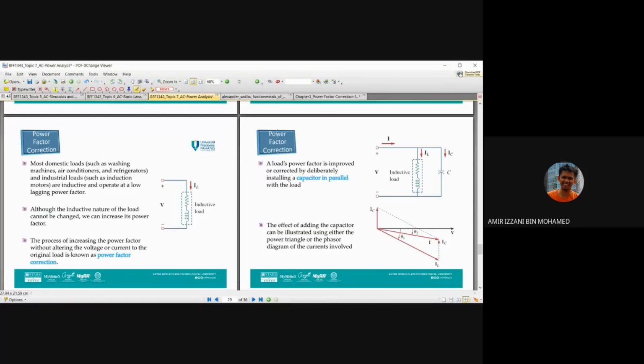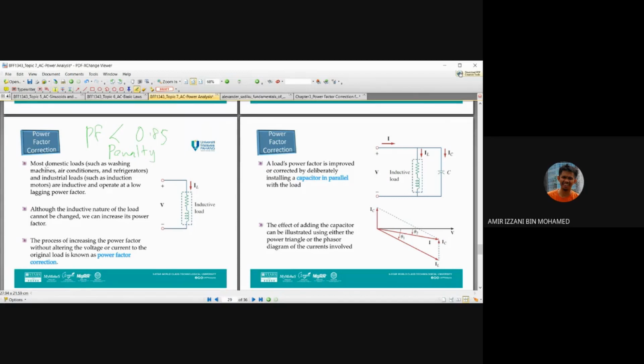Okay, as we already know, what component causes the power factor to be leading or lagging, so we should do a correction because, as I mentioned earlier in this class, if the power factor is less than 0.85, there will be a penalty that the company must pay.